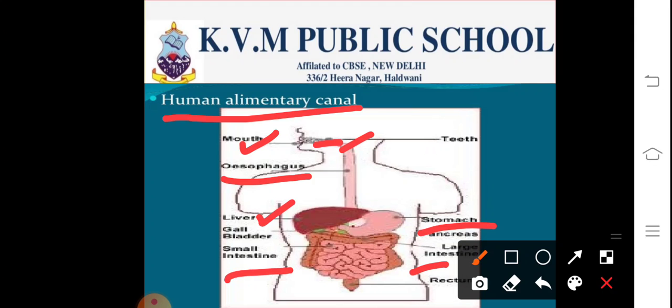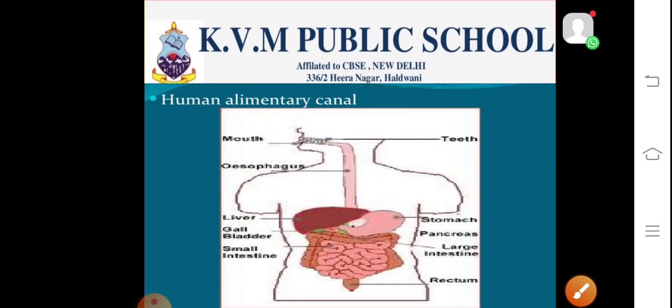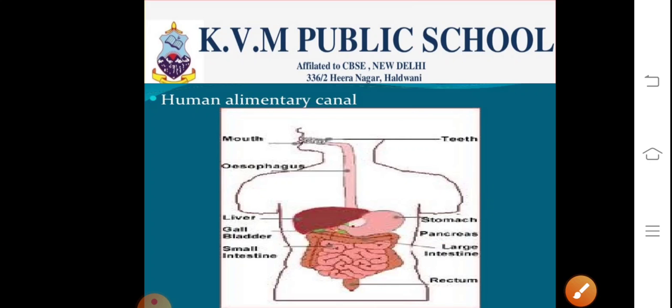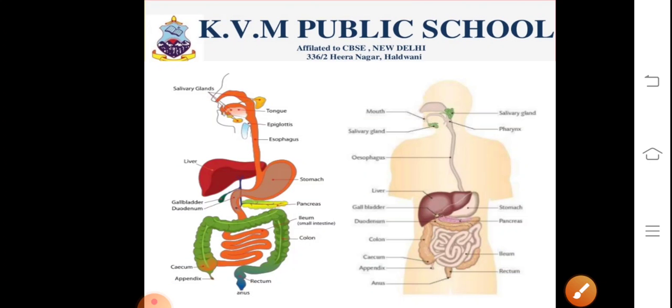The largest gland present in the body, that is the liver, is situated close to the stomach. The gallbladder carries the function of storage of bile. The leaf-like structure present at the base of the stomach is the pancreas. At the end, we have the rectum that will help in the elimination of waste through the opening which is referred to as the anus.